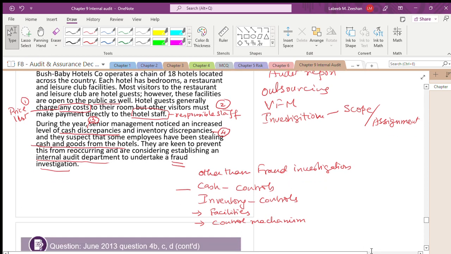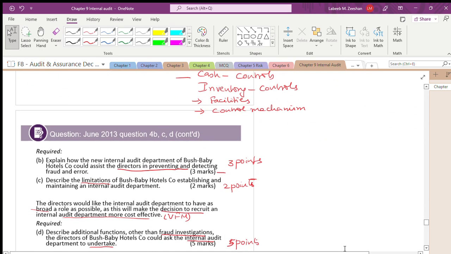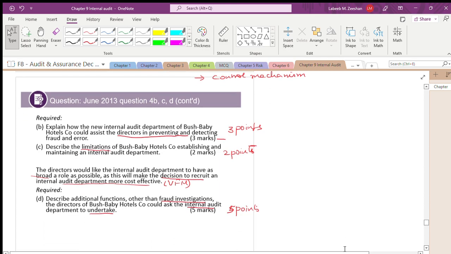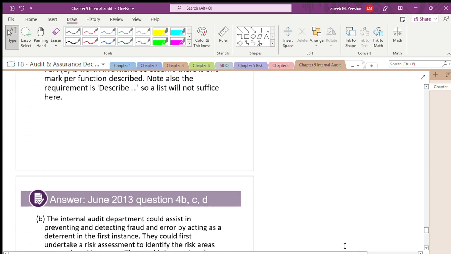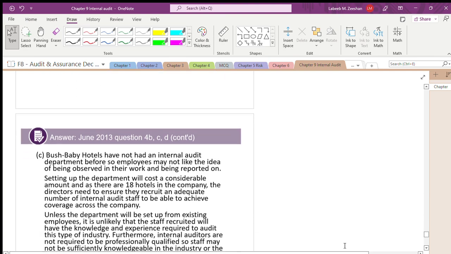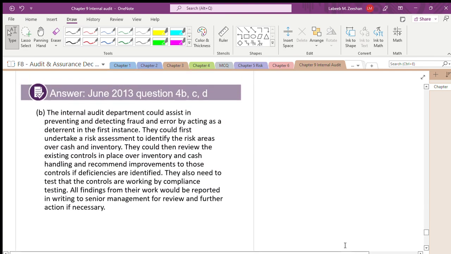Now, what is the first question? Explain how the new internal audit department will assist the directors in preventing and detecting the fraud. 3 marks, 3 points. Okay, you have to measure it very, very clearly. Is it right? You have to measure it well. What it says, we are dividing. Is that what they say?